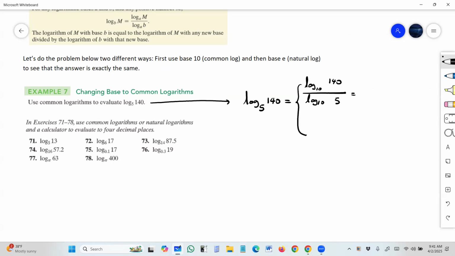Okay, I'm going to do both on the calculator. Now, the answer is going to be the same as if I were to use natural log or log base e. Remember that log base e is what we write as natural log. So I'm going to say natural log of 140 over natural log of 5. And the answer will be the same for both. So now I have to use the calculator. There's no other way.